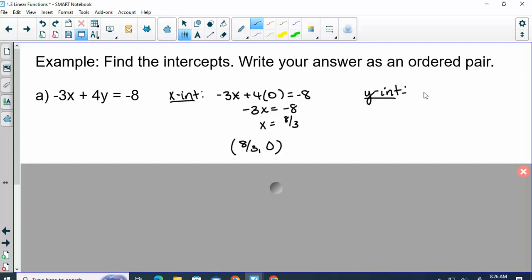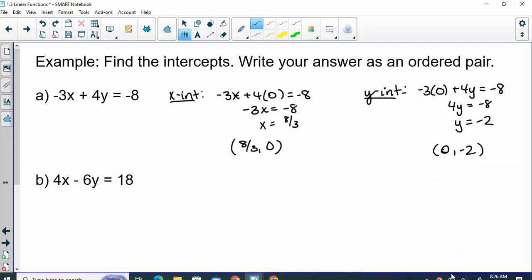So y-intercept, plug in a 0 for the x. 5 by 4, and we get negative 2. So that ordered pair would be 0, negative 2. You guys try one on your own.